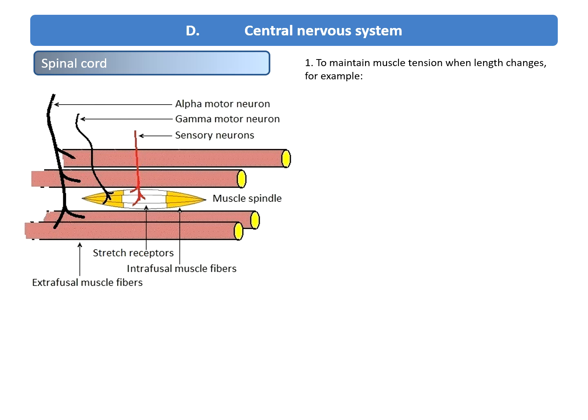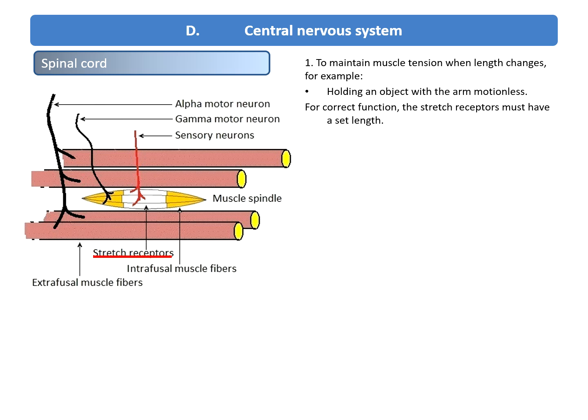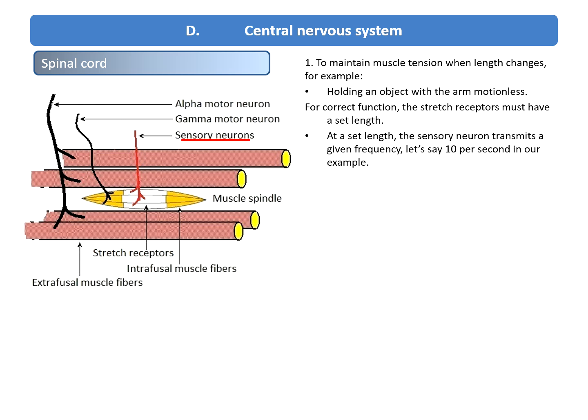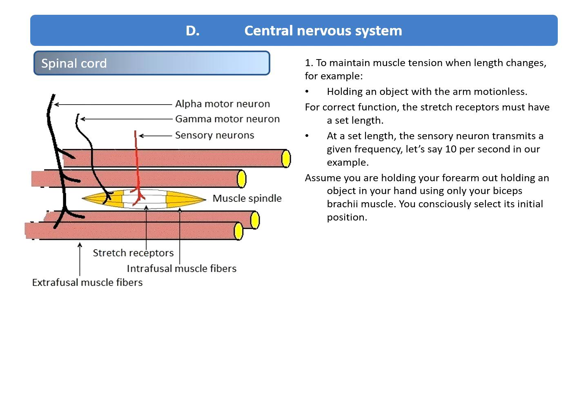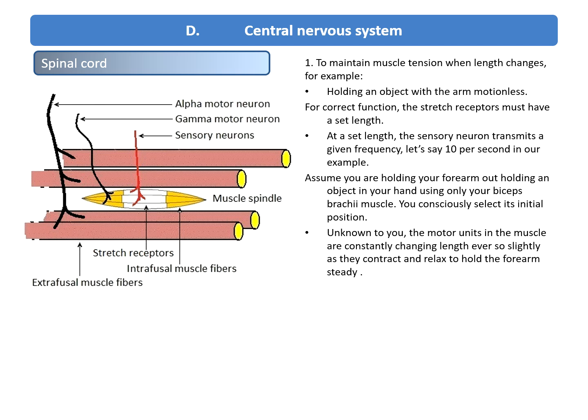To maintain muscle tension when length changes, for example, holding an object with the arm motionless, for correct function, the stretch receptor must have a set length. At a set length, the sensory neuron transmits a given frequency, let's say, for example, 10 per second in our example. Assume you are holding your forearm out, holding an object in your hand, using only your biceps brachii muscle. You consciously select its initial position.